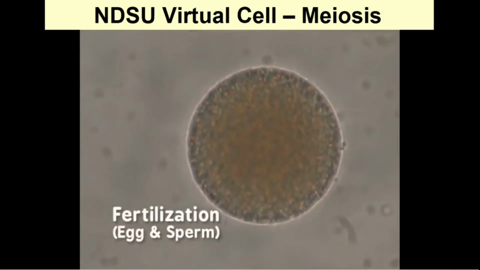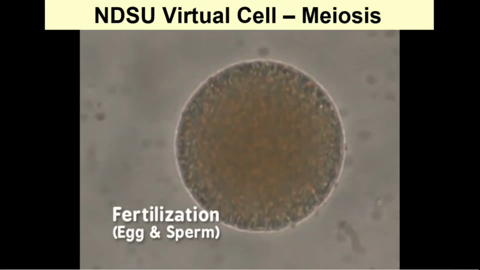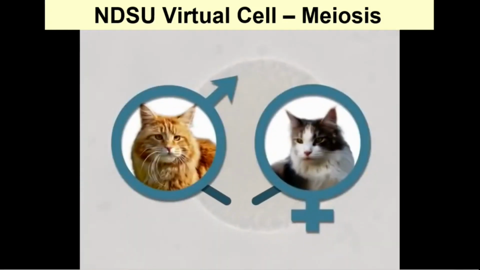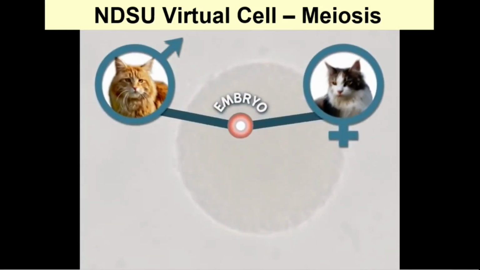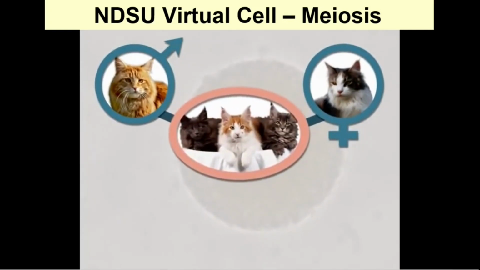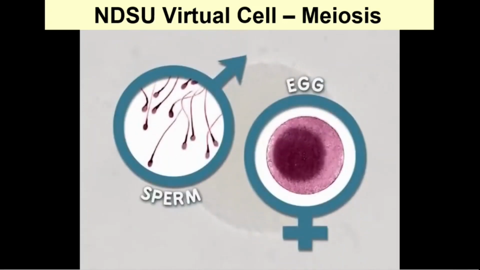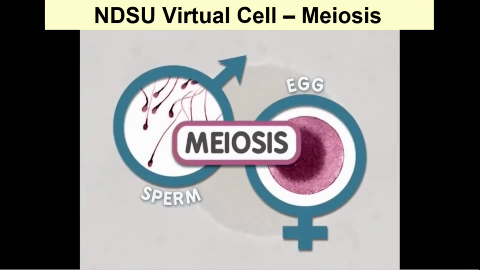Many organisms pass their genes to their offspring through sexual reproduction. This begins when 2 gametes unite to form an embryo that is genetically unique from the parent organisms. The embryo then grows into an adult who in turn passes their genetic information on to their own offspring. Gametes are formed through a process called meiosis.